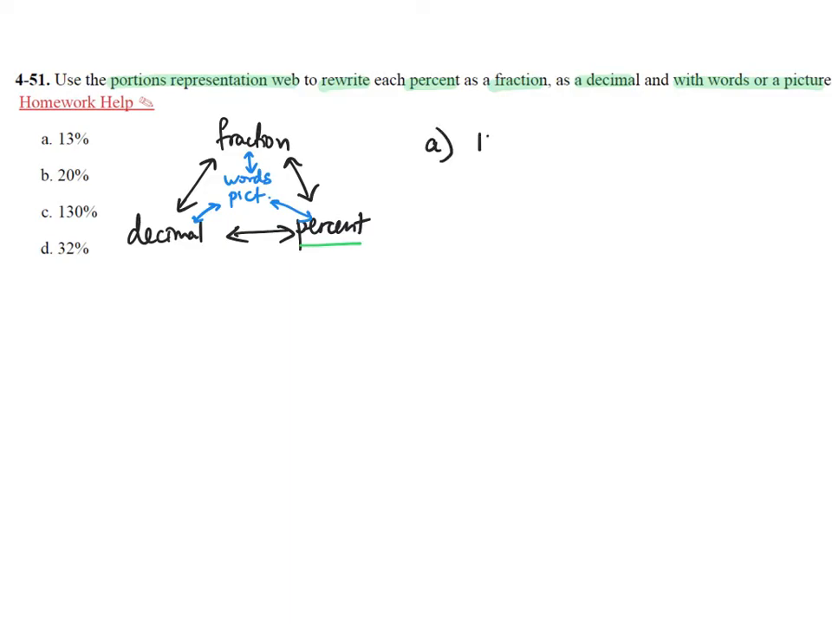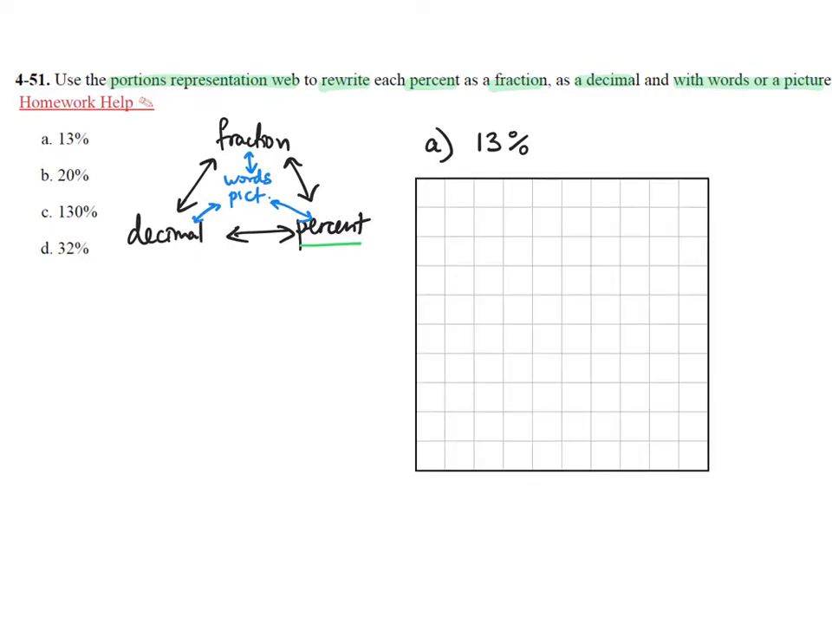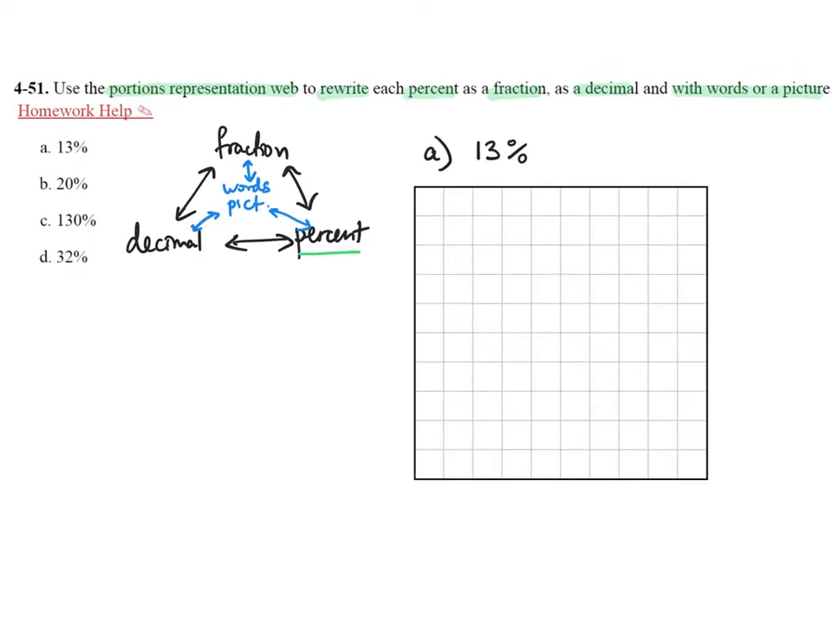So we're being given 13%. So if I wanted to do a picture, I'm going to draw a hundreds chart on my graph paper. So a 10 by 10 represents 100%. So all of it represents 100%, and we're given 13%. So if I need to do a picture, I'm going to shade 13, and I can do one whole row, that's 10, and then 3 more. 1, 2, 3 more. So that's the picture representation of 13%.